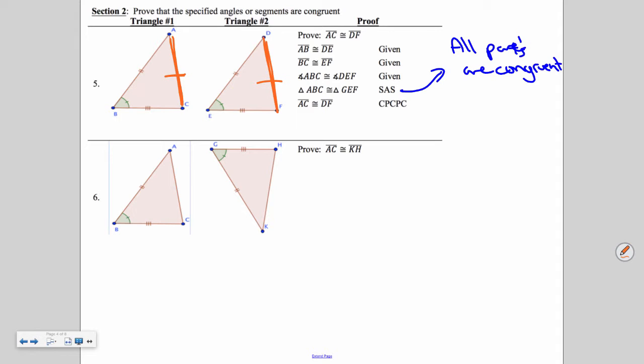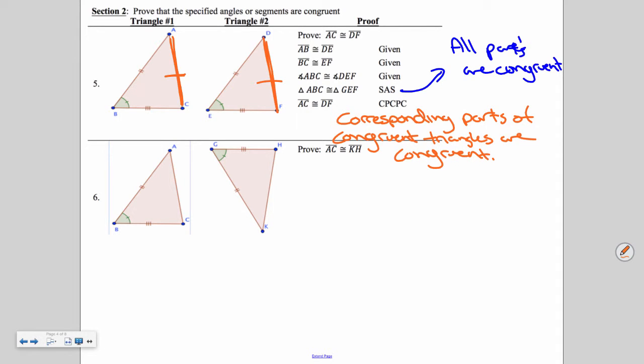Now I can mark it because corresponding parts of congruent triangles are congruent. If you remember corresponding parts, the things when I lay the triangles on top of each other, those are the things that line up. So corresponding parts of congruent triangles are congruent. All those other sides and angles that I didn't know before, now I know that they're equal.